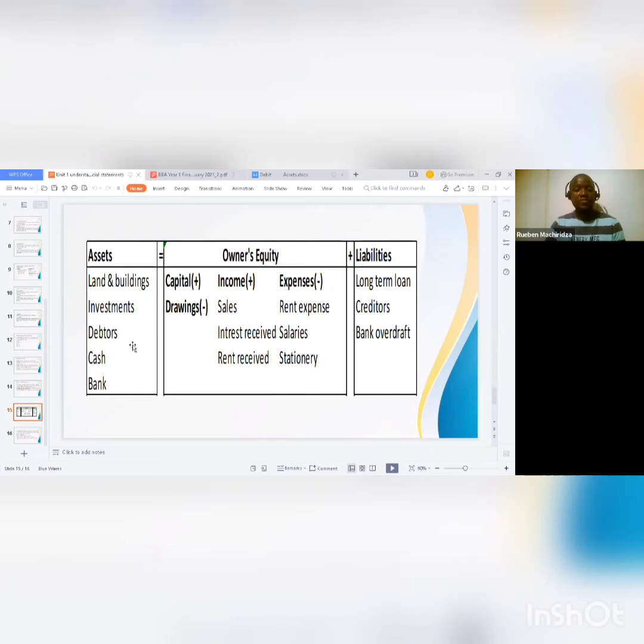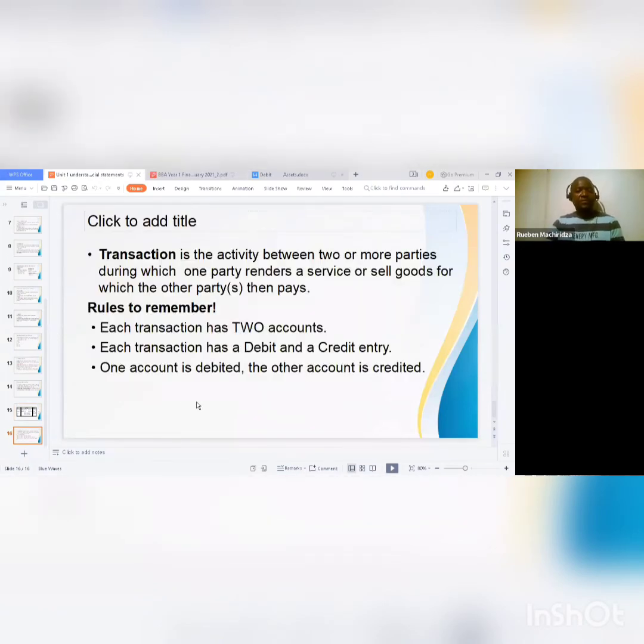And then you remember from the statement of financial position, we mentioned that it must always balance. So when the statement of financial position balances, we know that the equation is balanced, and therefore we would have done justice as far as the profession is concerned. I wasn't sure if you know this, but I just thought it's something that is very important for you to know.